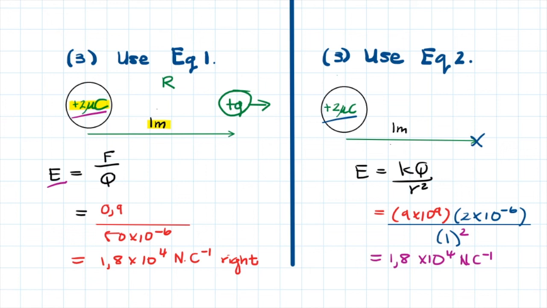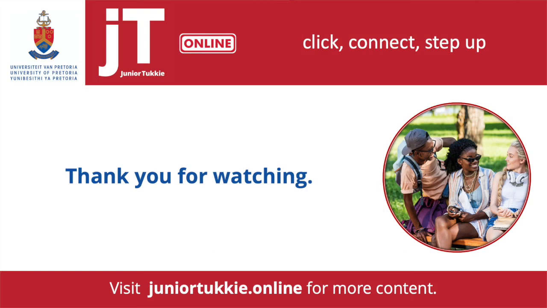And since if we put a positive test charge here, it's going to be pushed to the right by this positive 2 microcoulomb charge, we know that the direction is still going to be towards the right. And this is the answer to question number 3. Most important is to remember that Q in these formulae are different, and also to remember that to determine the direction of the electric field, we always ask ourselves, in which direction will a positive test charge move?